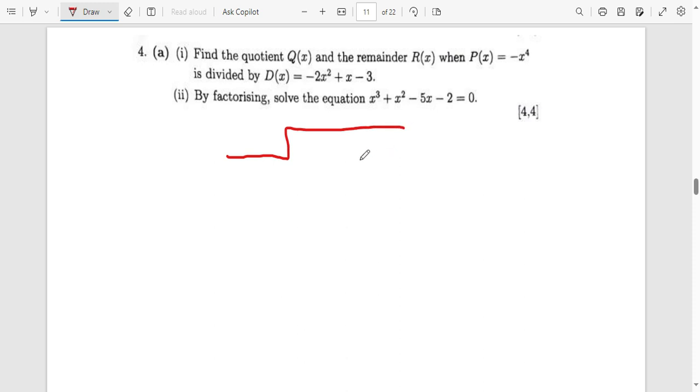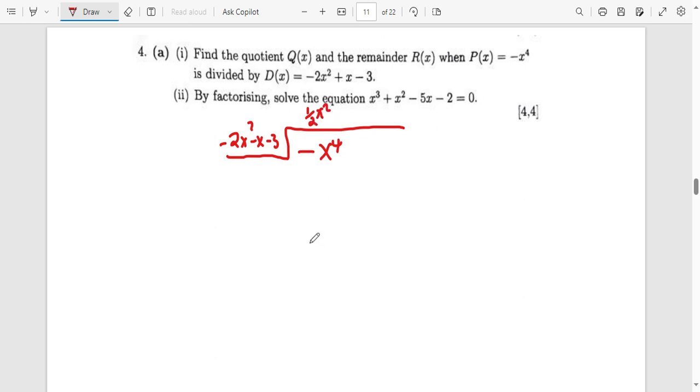You always take the one going into the other to be inside the brackets here. So that will be negative x to the power 4. The one that you're using to divide is negative 2x to the power 2 plus x minus 3. First thing, you only use the terms of the highest power of x. So I'm only going to get negative 2x to the power 2. So negative 2x to the power 2 into negative x to the power 4 is going to give us a positive 1 over 2 x to the power 2.